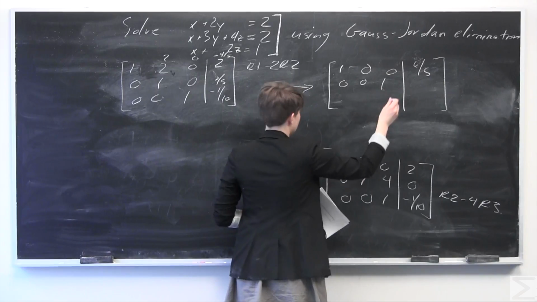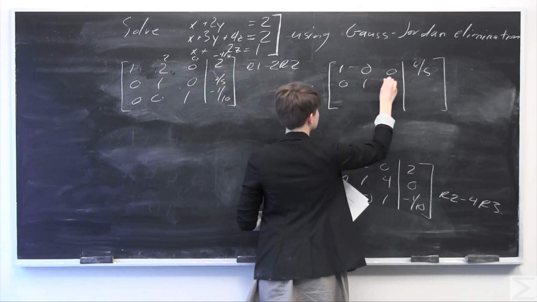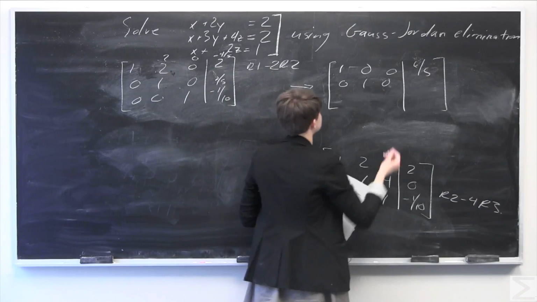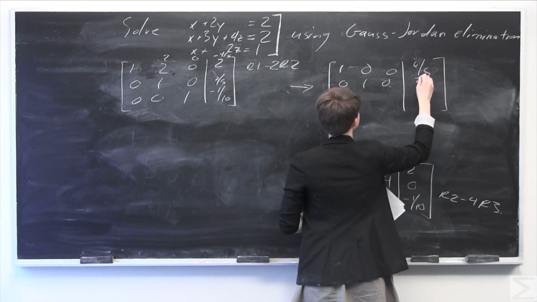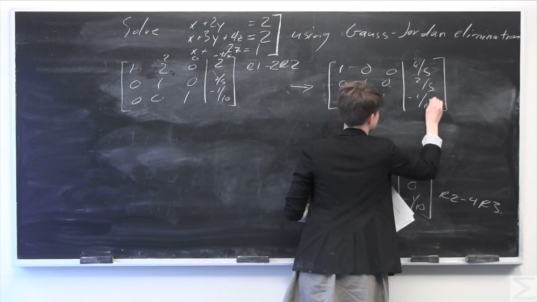So we have 0, 0, 1. 0, 1, 0. So you can see we have the identity matrix, which means we have reduced row echelon form here. 2/5, and then 0, 0, 1, negative 1/10.